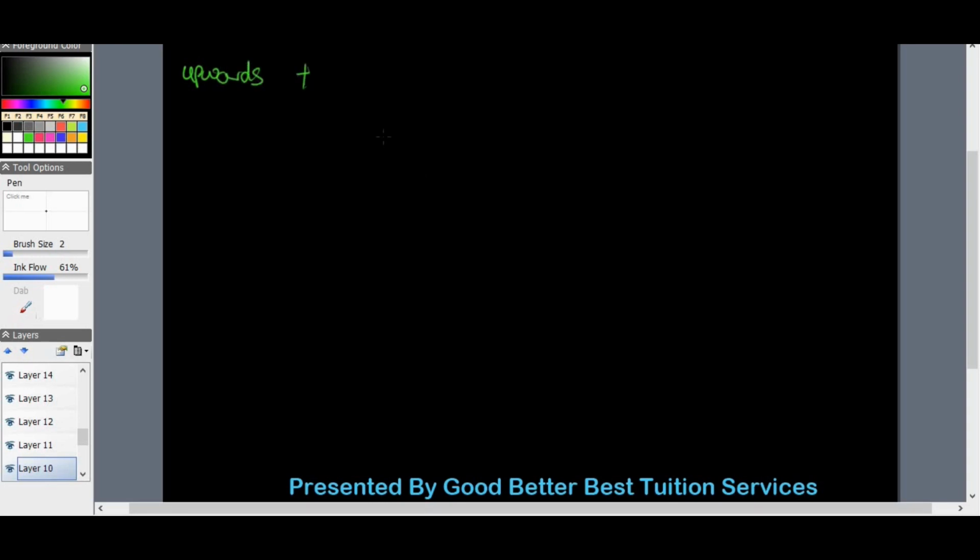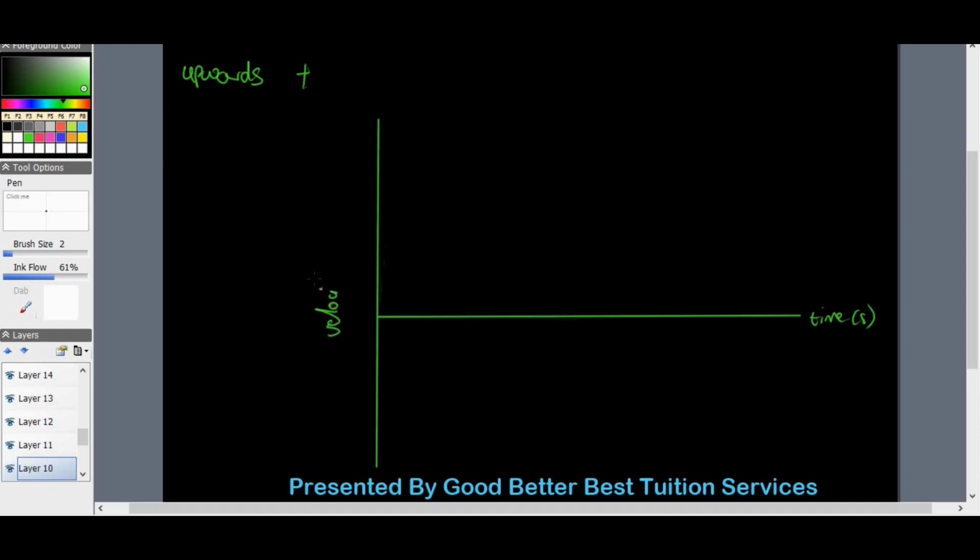So I've got my graph over here. I've got time, which is in seconds, and I've got velocity, so I have to write on the side in meters per second all squared. And this is upwards as positive, so for the time it takes for stone A, I'm going to start here. So that time is 1,22 seconds.